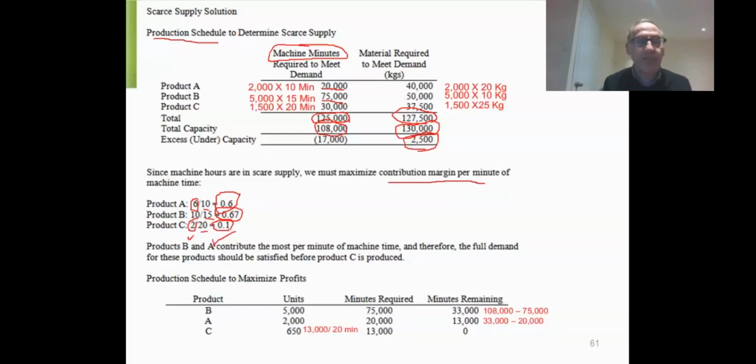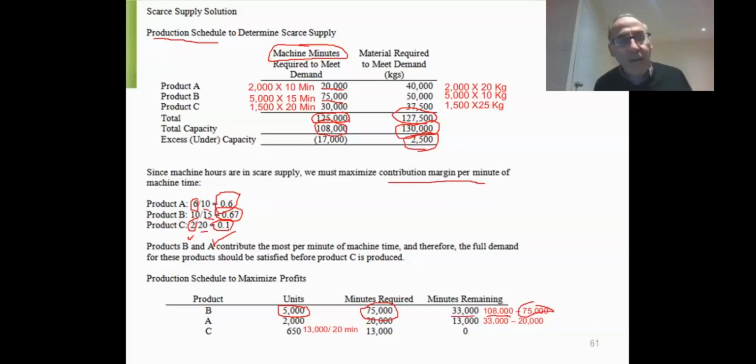So let's take a look then, guys. We start with product B. If we want to fully meet demand for product B, the full demand is 5,000 units. Product B takes 15 minutes to produce each unit. So to fully meet demand for product B, I need 75,000 minutes. At the end of the day, we've got 108,000 minutes to play with. That's 1,800 hours of capacity. If I use up 75,000 minutes for product B, we're left with 33,000 minutes.